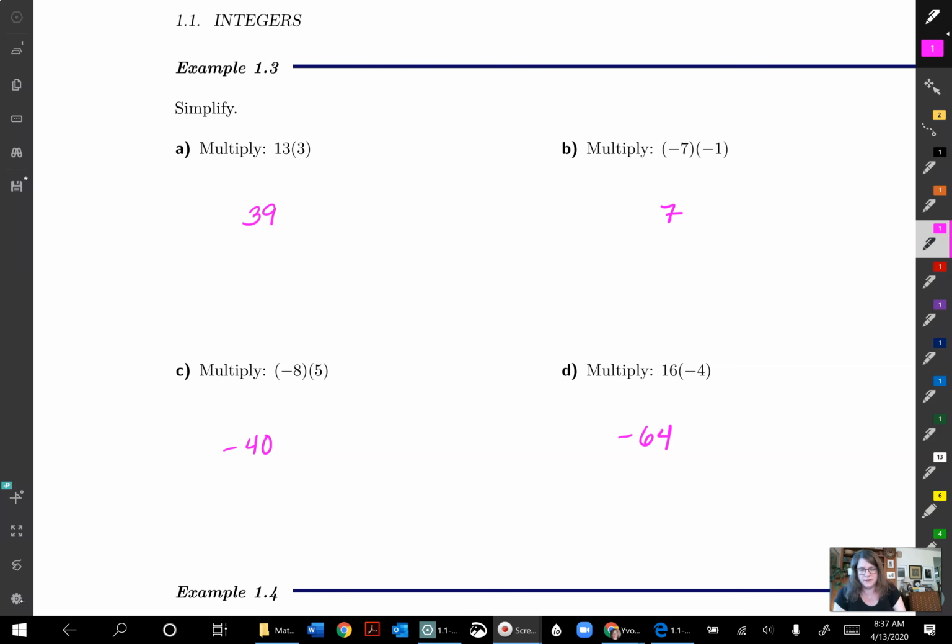So A is 39. The answer to B is 7, because a negative times a negative will give us a positive. C is negative 40. We have opposite signs, so we're going to have a negative. An odd number of negative signs when you're multiplying will always give you a negative answer. With B here, when we have an even number of negatives, we're always going to get a positive answer. So D here, 16 times negative 4 would be negative 64.